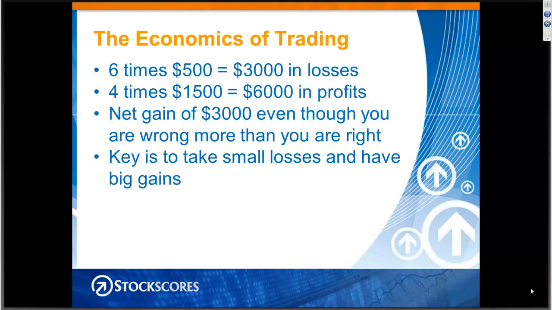Well, 6 times you lost $500, so that is a total of $3,000 in losses after 10 trades. 4 times out of those 10 you made $1,500, so that means that 4 times $1,500 is equal to $6,000 in total profit for a net gain of $3,000. So even though you're only right 40% of the time, because your average reward is greater than your average risk, you actually made a profit.